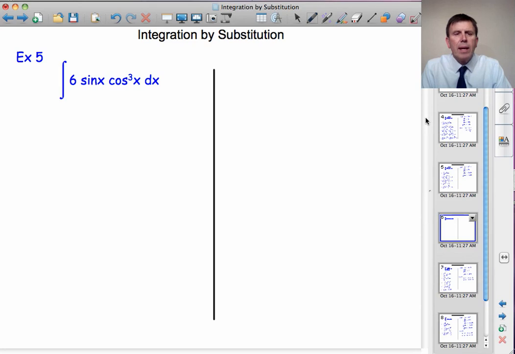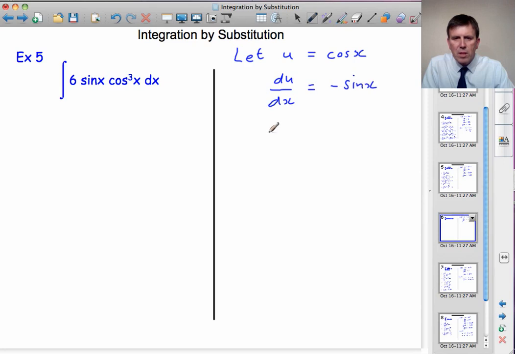Example 5. Integrate 6 sin x cos cubed x with respect to x. Now the kind of substitution we try here is we look at the trigonometric function that's raised to a power and we let that trigonometric function be u. So in this case I'm going to say let u equal cos x. Then du by dx, differential of cos x, is minus sin x. So du is equal to minus sin x dx.